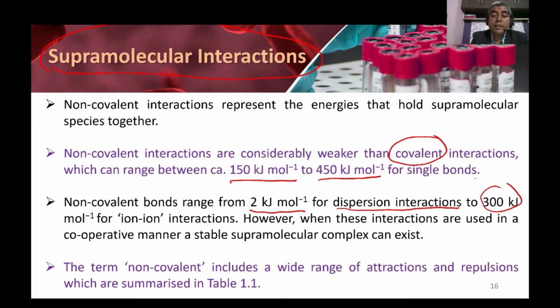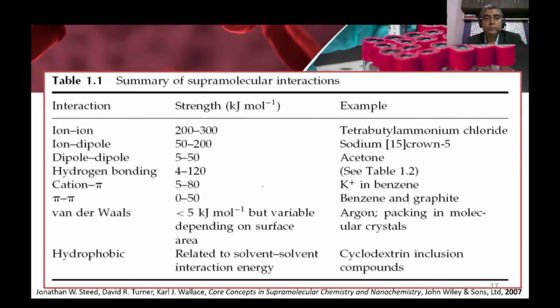So see, we said here this non-covalent interaction has very low strength, but because of the synergetic effect of all these non-covalent interactions, we get stable supramolecular compounds. The term non-covalent includes a wide range of attractions and repulsions, which are summarized in table 1.1. So these are the list of non-covalent interactions, or we can say supramolecular interactions.